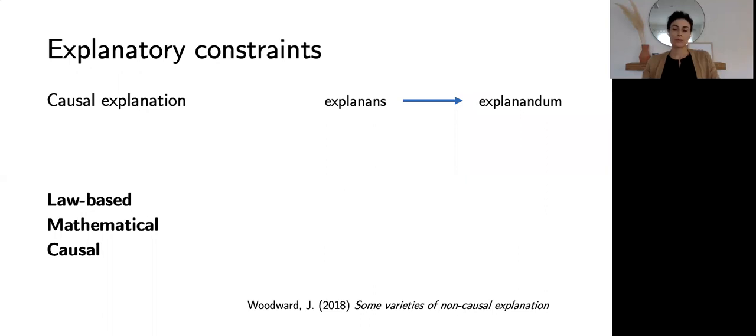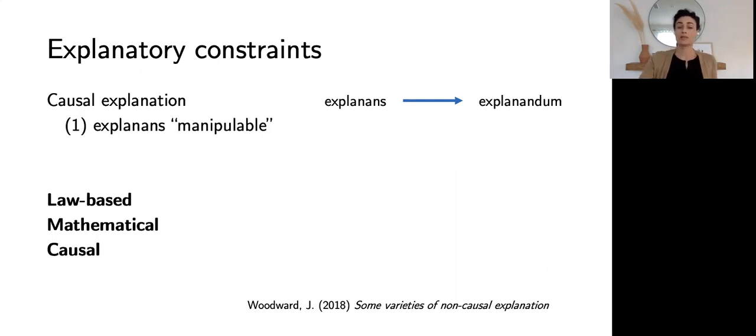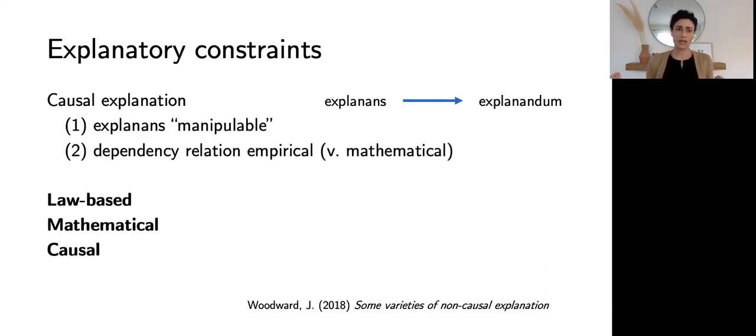In fact, Woodward uses this account to distinguish between causal explanation and different forms of non-causal explanation. So on this account, to say that an explanatory factor is causal, or to say that your explanatory model with these three parts is causal, means that that model meets two criteria. First is that the explanans needs to be something that is hypothetically manipulable. It needs to be the case that we can conceive of a manipulation on this factor that's doing the explanatory work. And a second feature that a causal explanation needs to meet is that our dependency relation between the explanans and explanandum is empirical as opposed to mathematical.